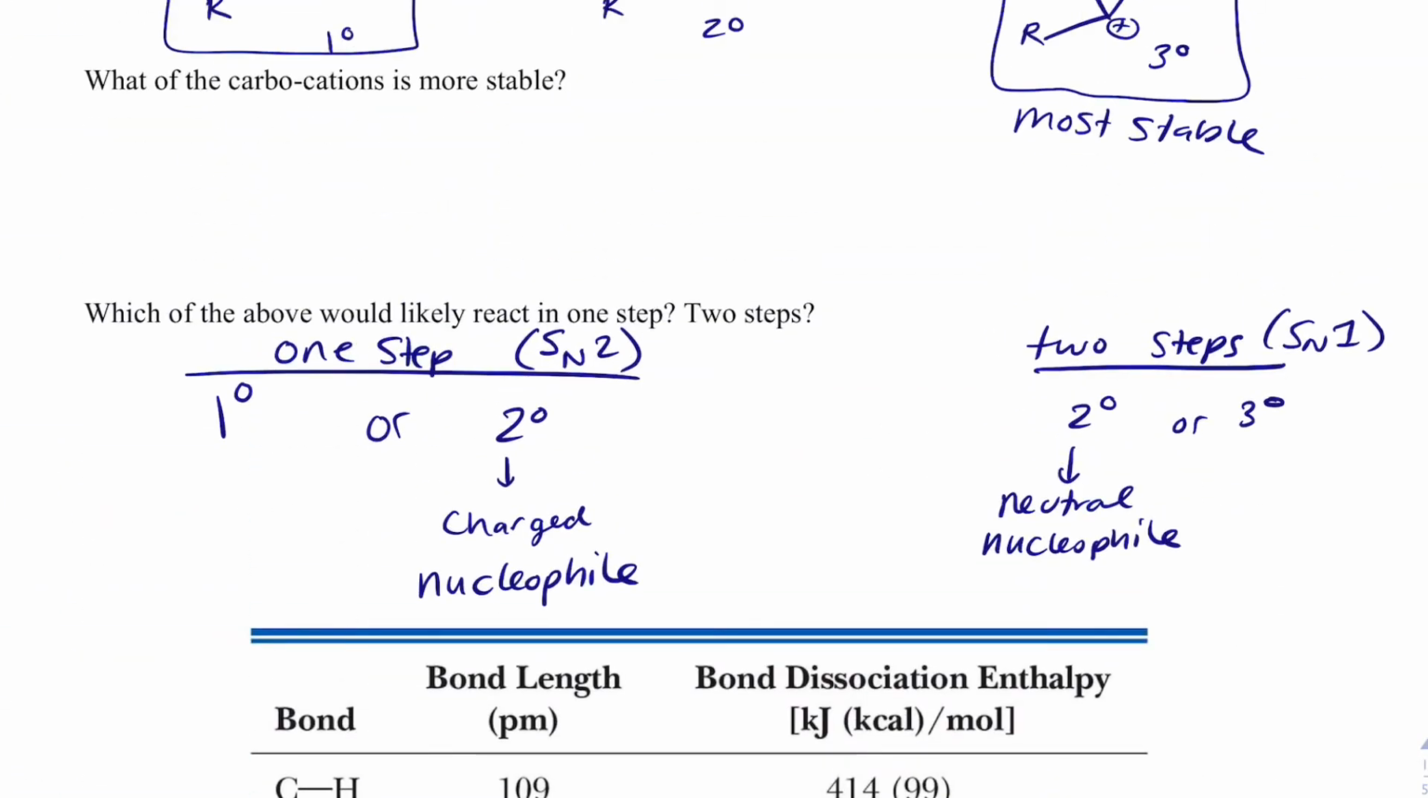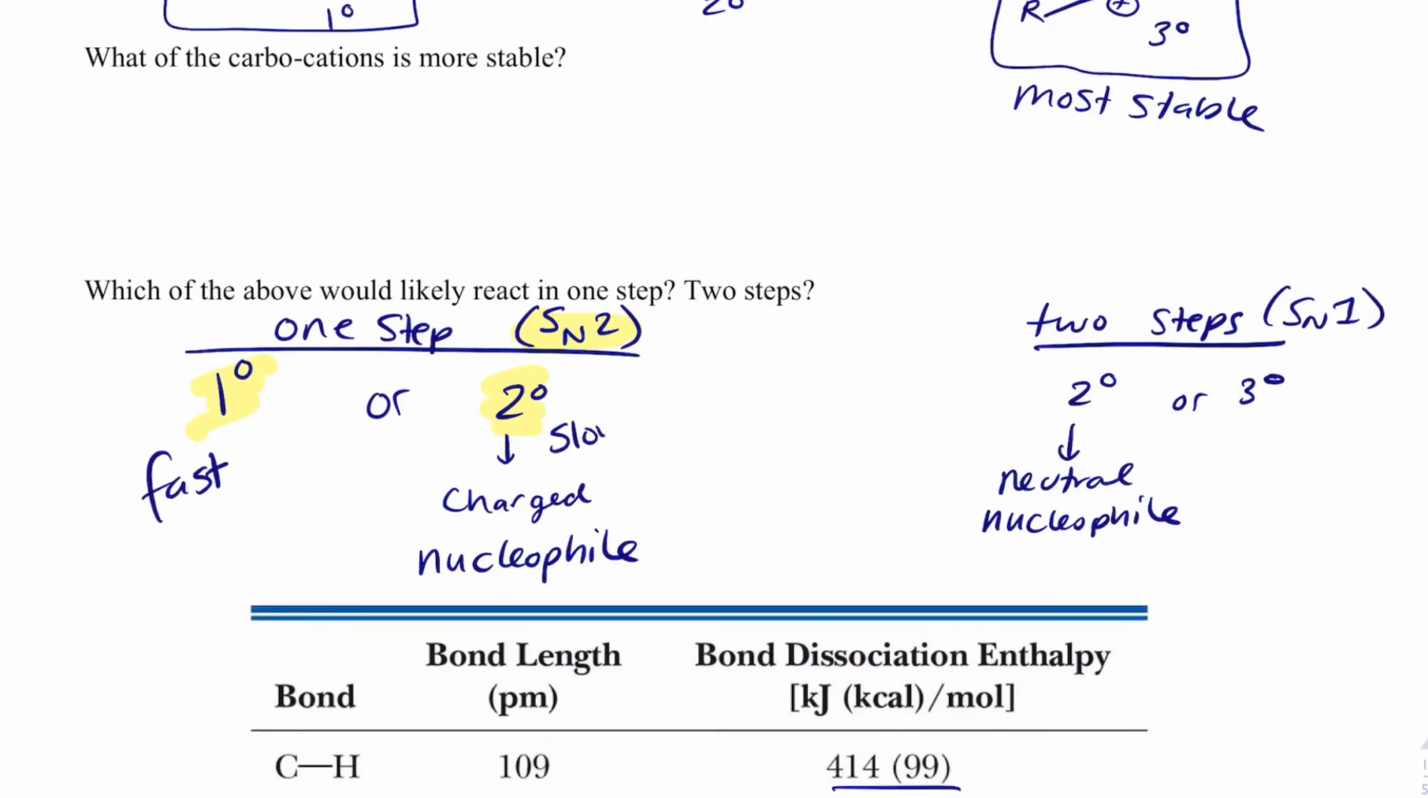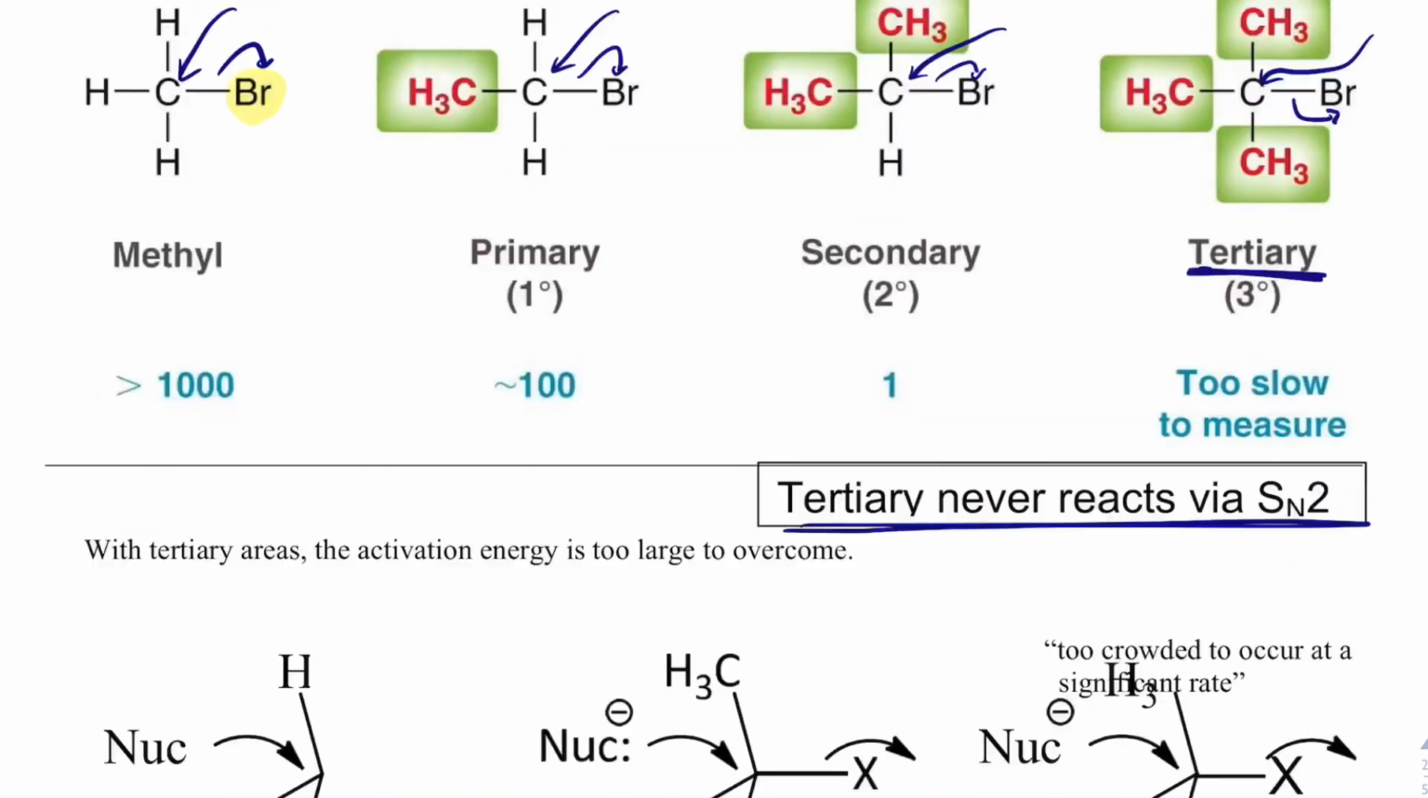That's what we were talking about here with SN2. Notice we've got primary and we've got secondary. Primary is going to be fast. This is going to be slower. Okay, for SN2. And we'll talk about SN1 in the next video.